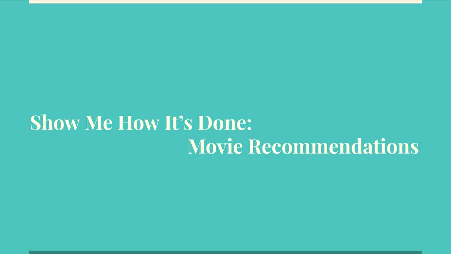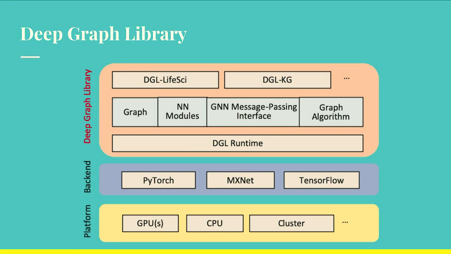OK, so far, we've talked a lot about the theory of it. But let's move on to the example. And we're going to take movie recommendations as the case study. We're using Deep Graph Library, so DGL. It basically does exactly what it says. It's a Python library built to help you make deep neural networks on graphs.